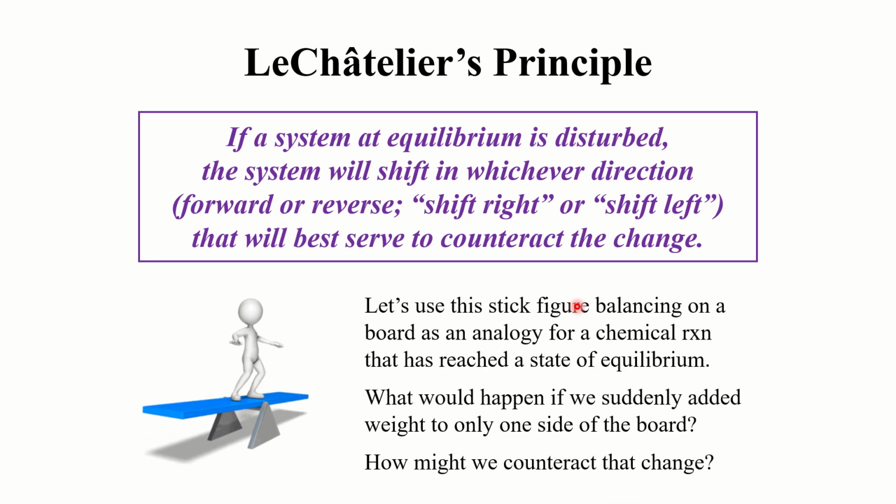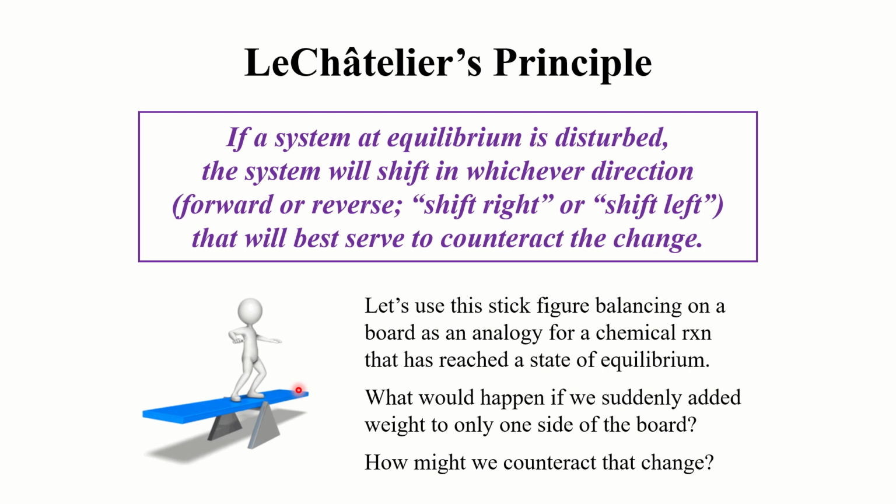So we can imagine a stick figure balancing on a board, or sometimes I'll use a seesaw example, if you ever played on seesaws when you were a kid, right? We can use this as an analogy for a chemical reaction that has reached a state of equilibrium. What would happen if we suddenly added weight to one side of the board? How might we counteract that change?